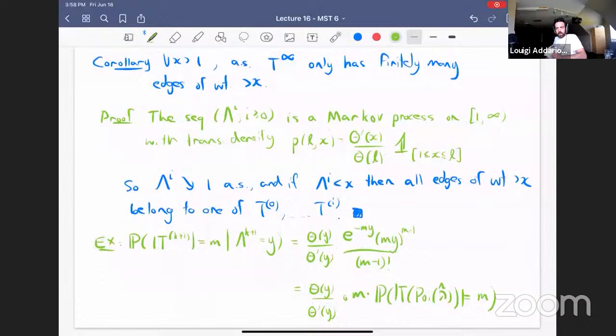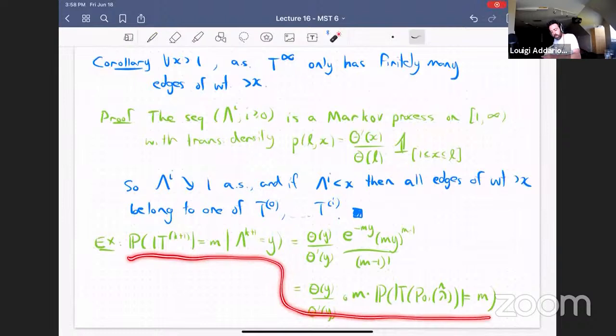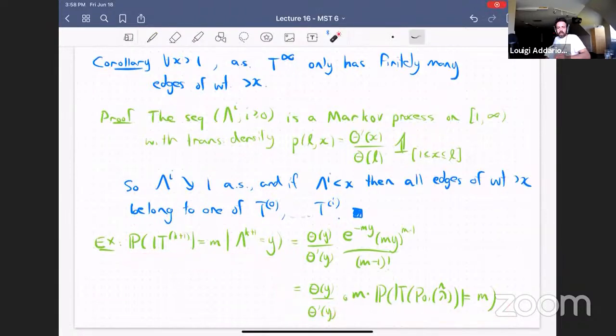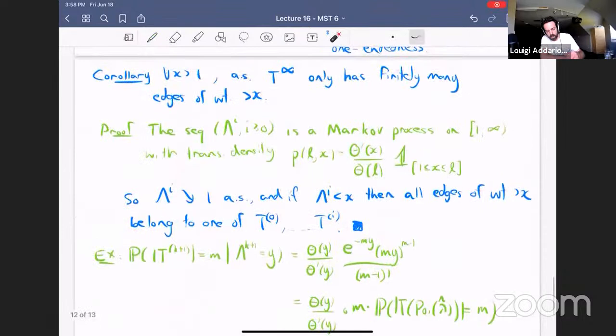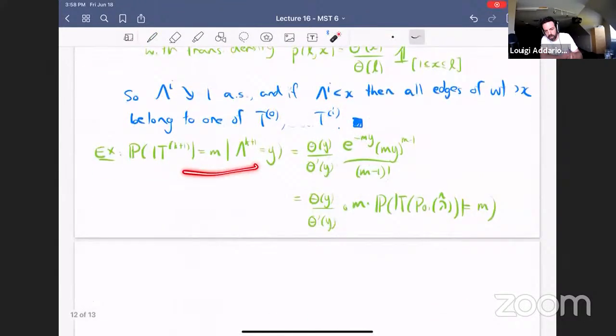I'm not claiming that this formula is obvious, but everything is explicit enough that it's not too hard to find, and it's really a nice explicit formula. Now we have a very explicit Markov process for the lambdas and a very explicit conditional description of the sizes of the ponds given the lambdas.